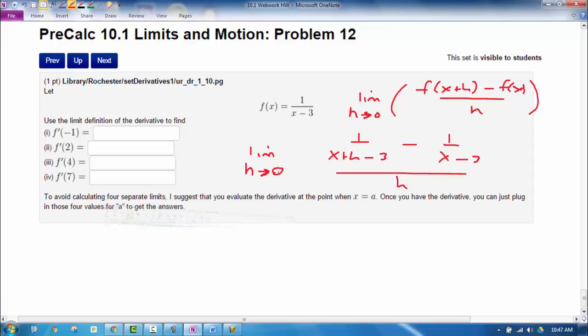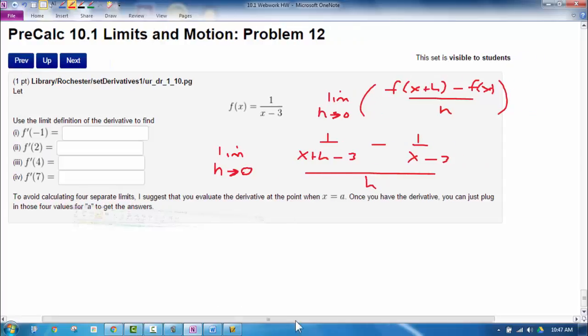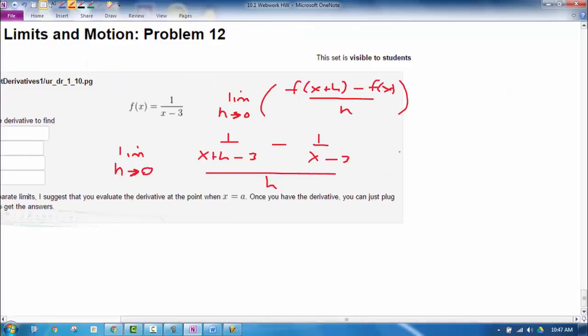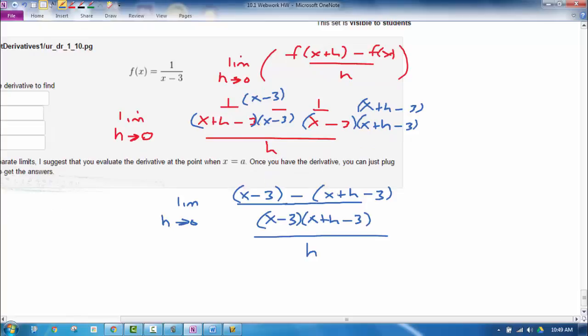So what's tricky is the algebra to simplify this. Now I don't know if I'll give you one this hard, but I do want you to know how to use this definition to solve some problems. I'll probably give you an easier one. But this one's tough because you can't really add these fractions unless you get a common denominator. So I have to multiply the top and the bottom of this one by x plus h minus 3, and this one by x minus 3. So let me simplify this for you. So you get this right here if you simplify this.